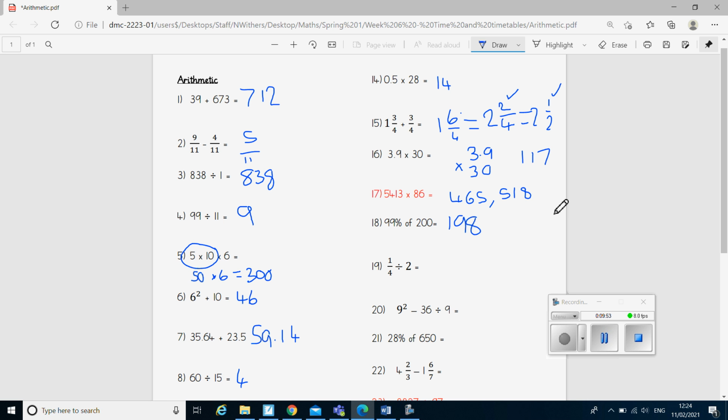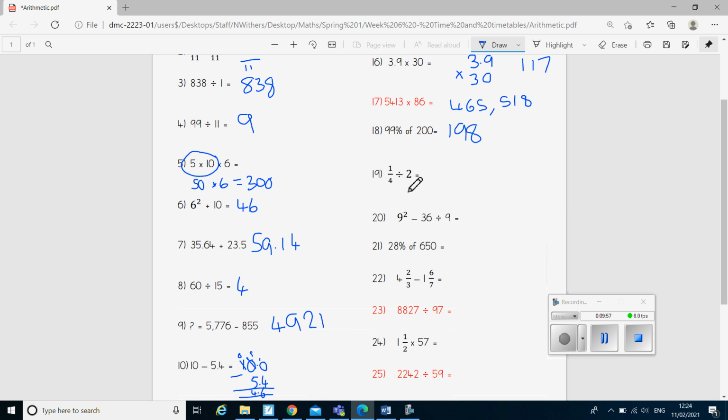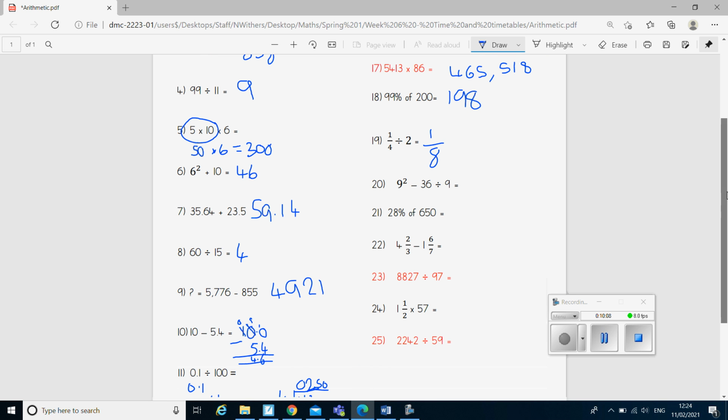Question 19, we've got 1/4 divided by 2. Remember, when it's a fraction divided by a whole number, d for divide, d for denominator. The denominator is going to change. The numerator stays exactly the same. The denominator will change. So 2 times 4 gives you 8.